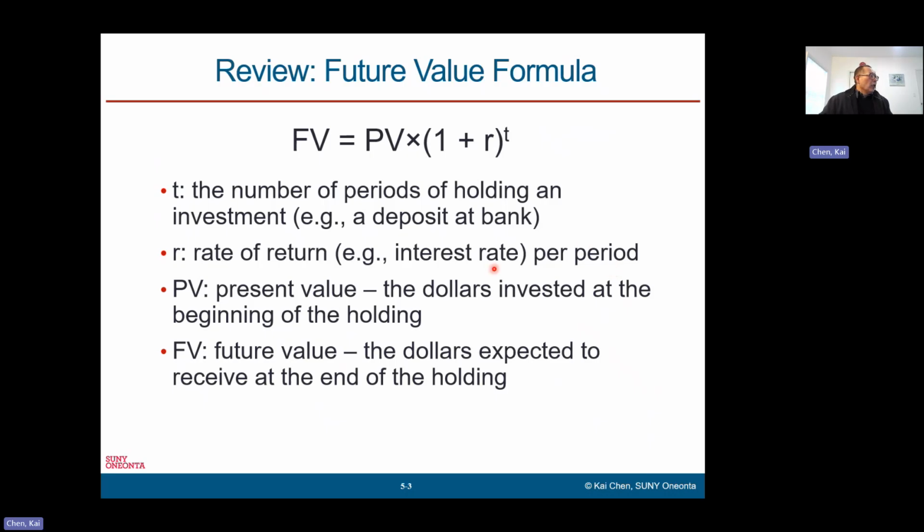Present value, PV, is the dollars invested at the beginning of the holding. Then after you hold your investment for t periods at the rate of return r, you expect to receive an amount of dollars represented by FV. So that is the future value formula.